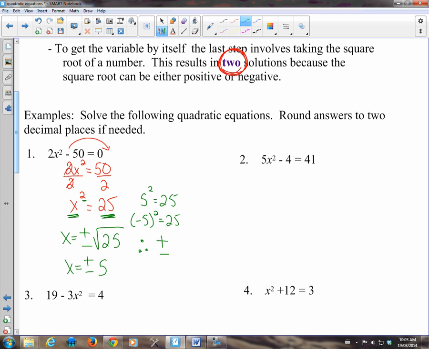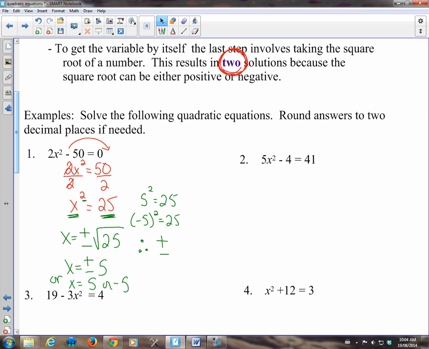So we really have two answers. We don't like to write more than we have to, so we'll leave it written like this. You could write it out if it makes more sense to you as 5 or negative 5, to understand that there are two answers. Okay, let's look at the second one.